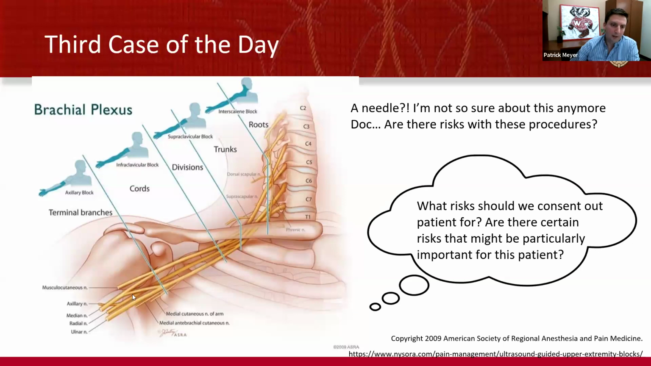And then as it turns into terminal branches, it becomes an axillary block. So that's done at the level of the axilla, given its name. And that targets the individual branches themselves.